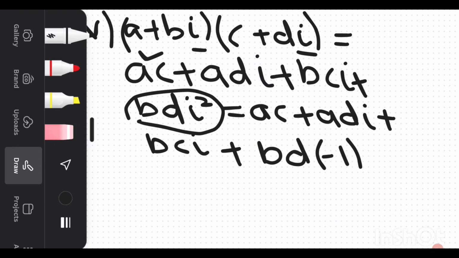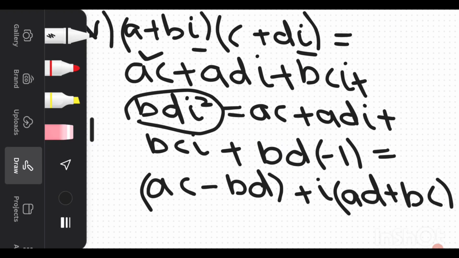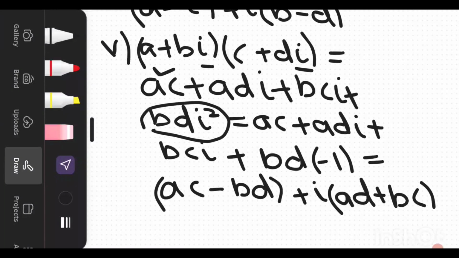Now this is the real part, if we multiply minus with the plus, this is the real part, but it's in the minus value. This is equal to ac, which is the real part, minus bd, so the real parts are combined. Now the imaginary part is ad iota plus bc iota, so plus iota into (ad plus bc). So this is the fifth operation of complex number. This is very simple, a simple operation.